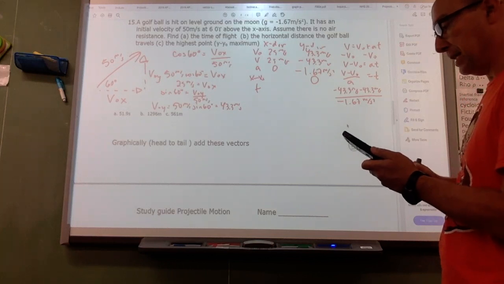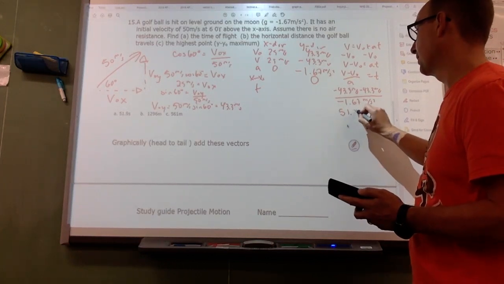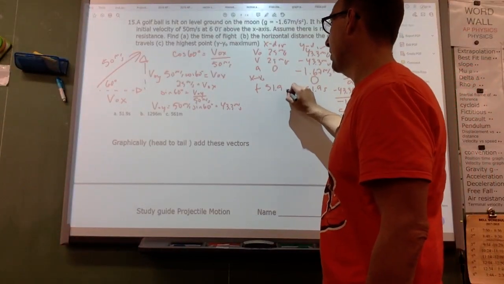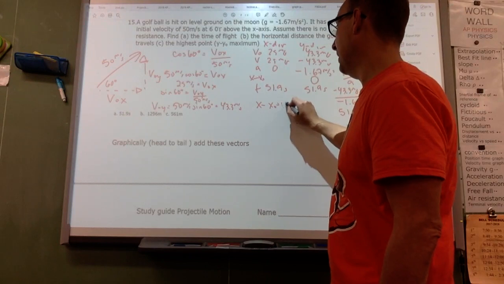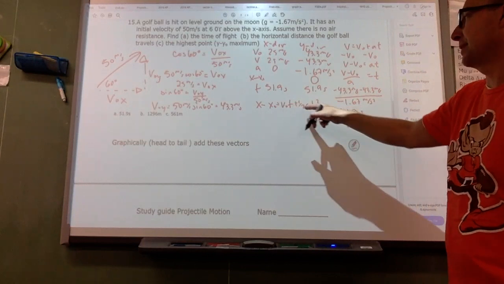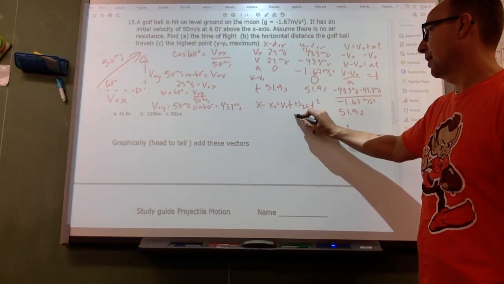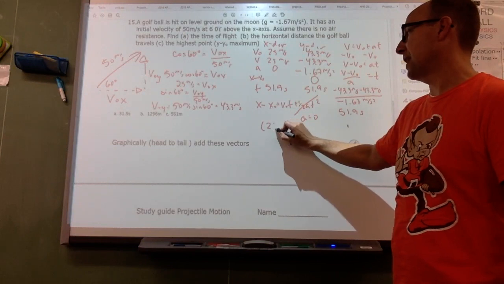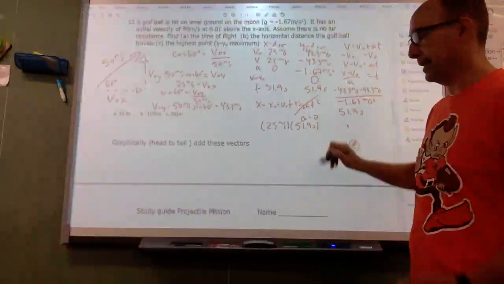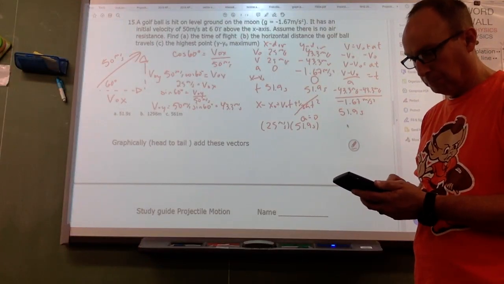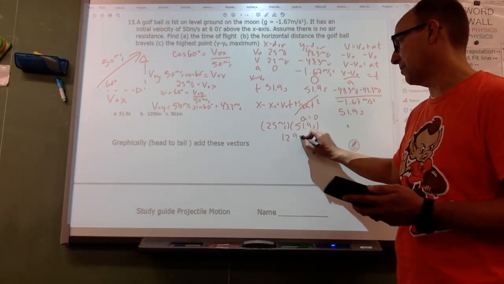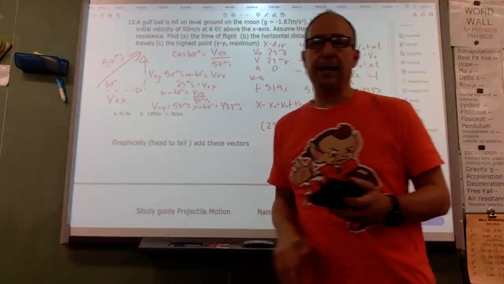And I got 51.9 seconds. So that goes here, that goes here, and then I can get how far it went in the x direction, which we refer to as the range, by using the same original equation. That cancels out, and then I just have 25 meters per second times 51.9 seconds. So I got 1297.5, so 1298. So I'm a little bit different from what that is, but there could be just a little bit of rounding involved.